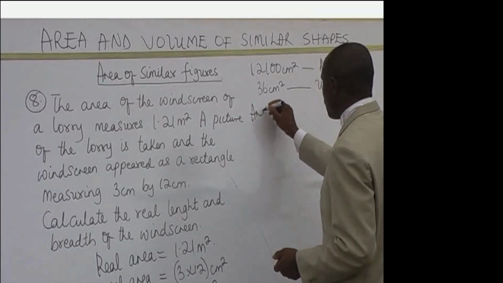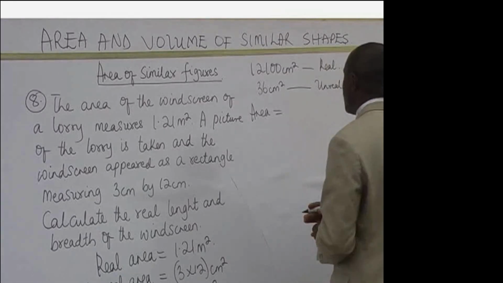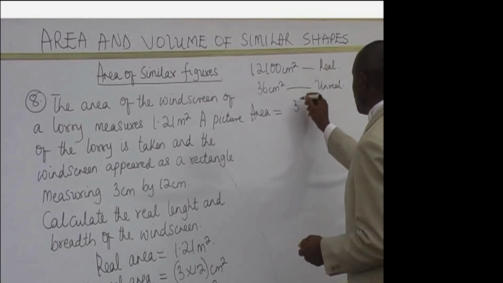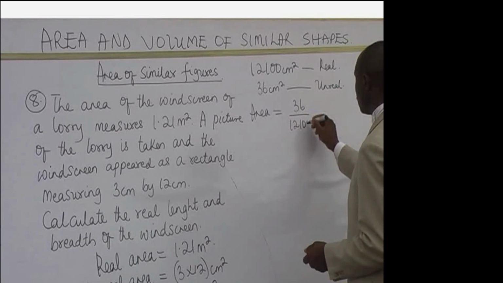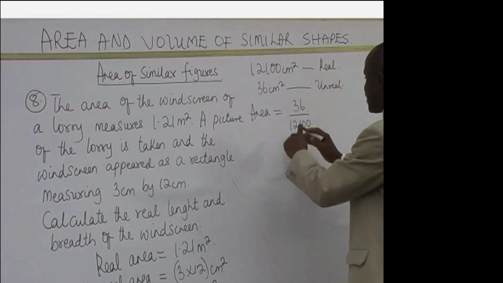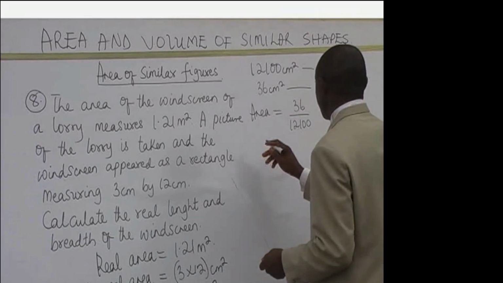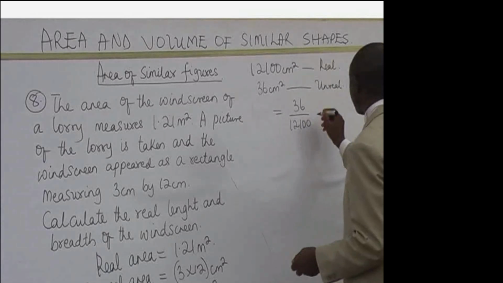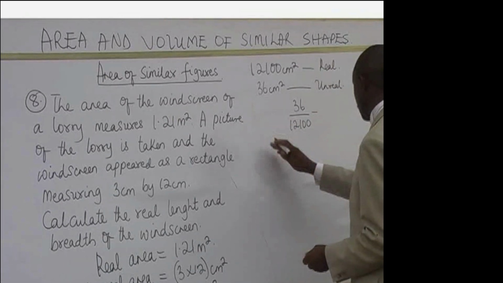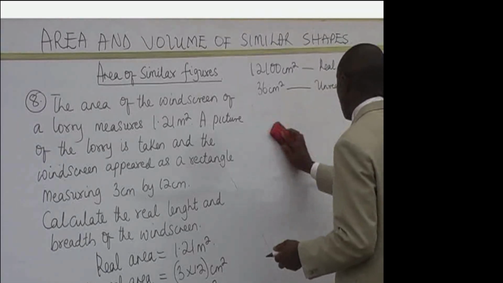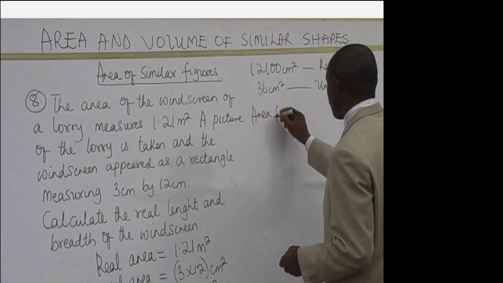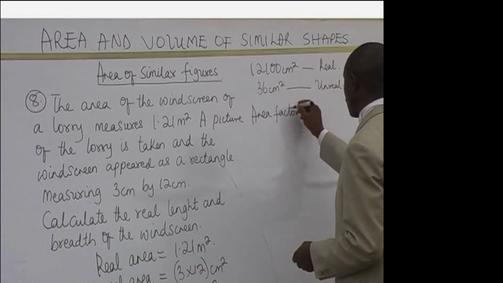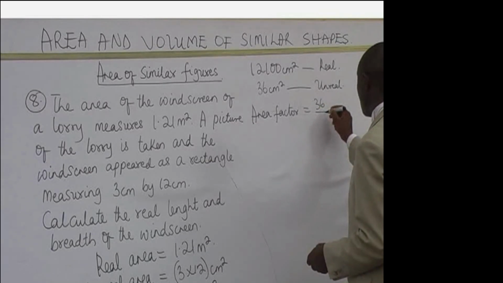The area factor from the two areas is going to be 36 all over 12,100, or it can be 12,100 over 36, whichever way. That is the area factor. I wanted to write area factor, I wrote area only. So the area factor is equal to 36 all over 12,100.